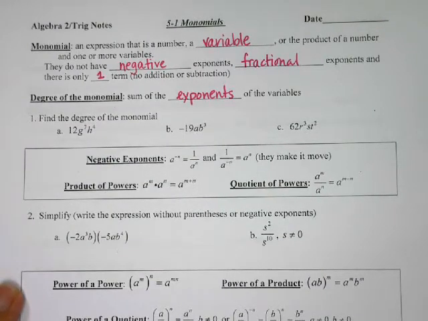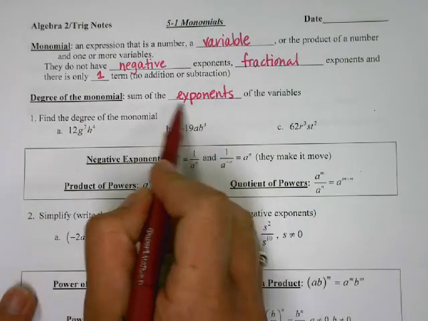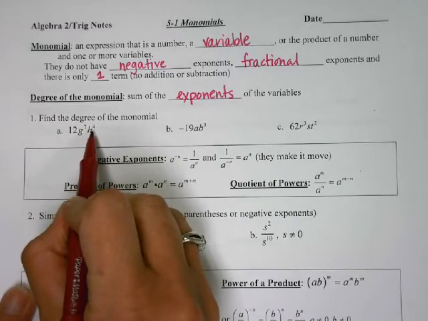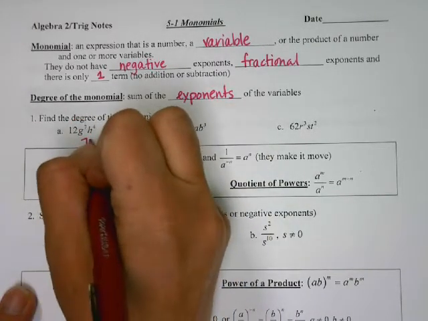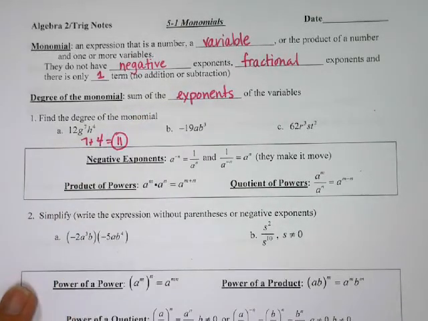Alright, so look at number 1 there. It says find the degree of the monomial. Well, the degree is the sum of the exponents of the variables. So I have an exponent of 7 and an exponent of 4. So 7 plus 4 is 11. So the degree is 11.